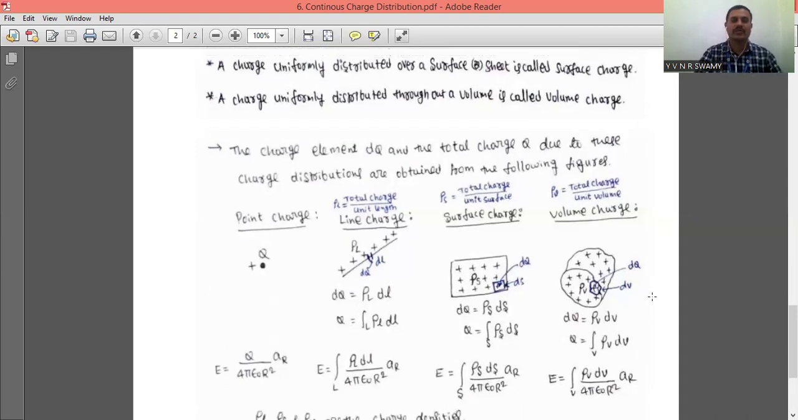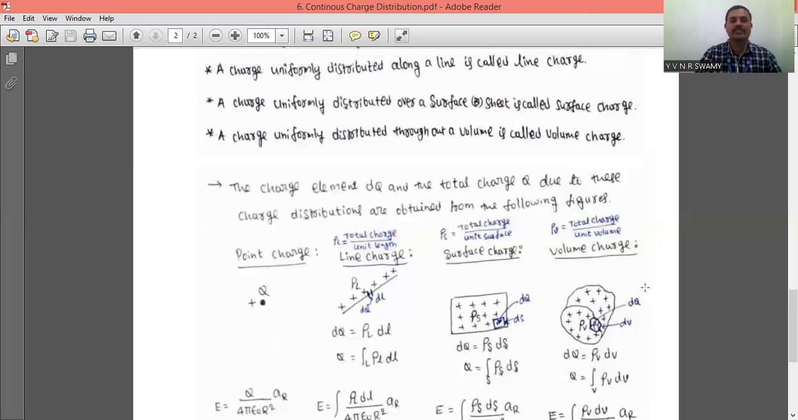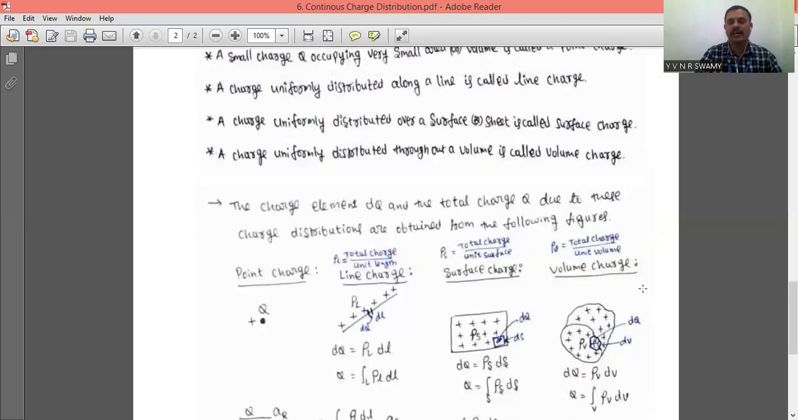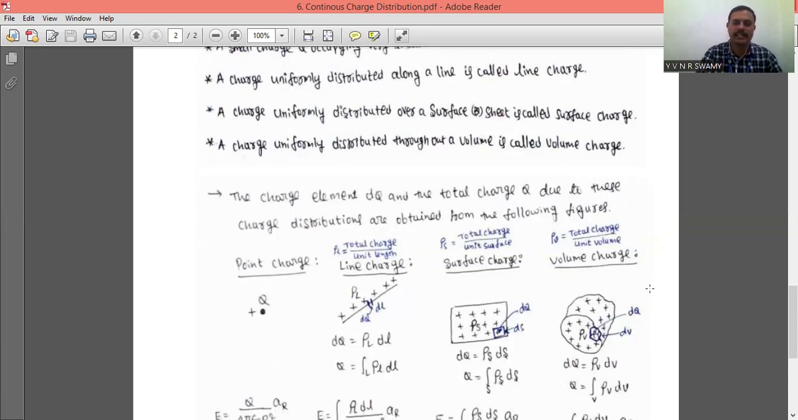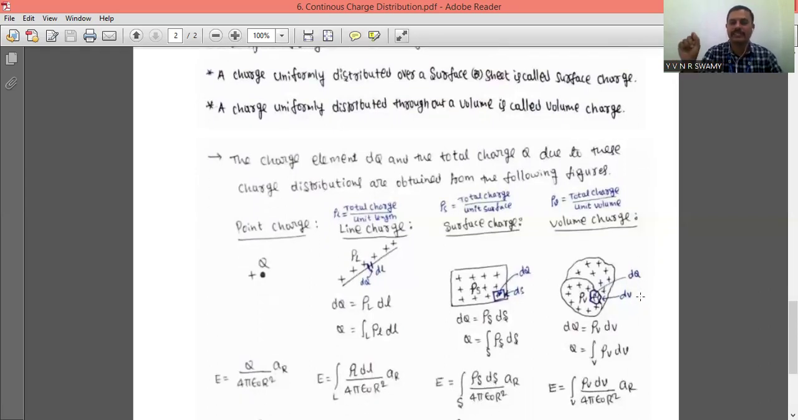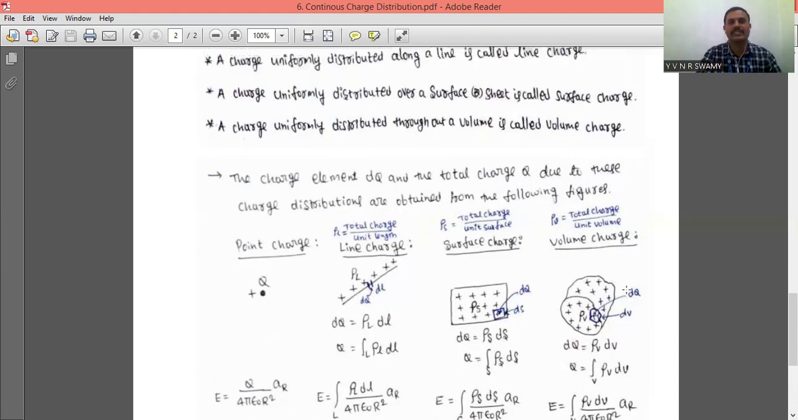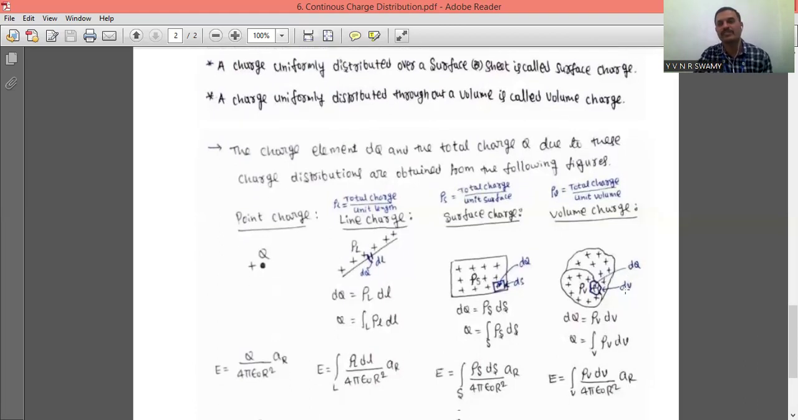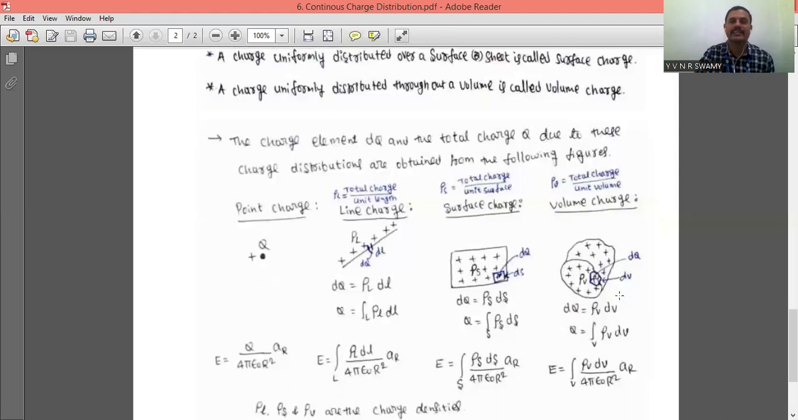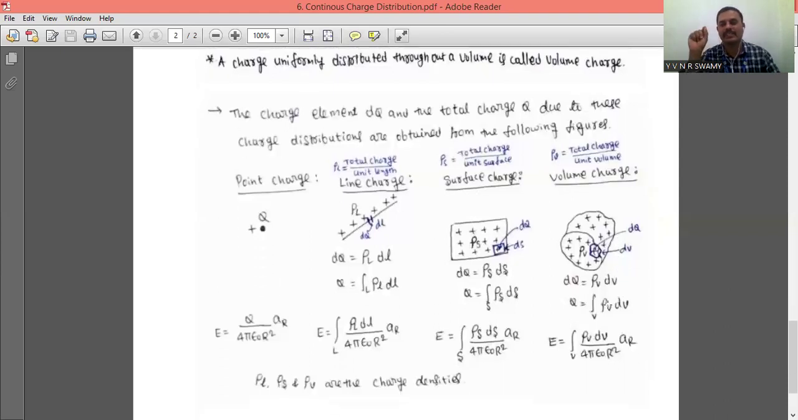So what is the point charge? A small charge occupying a very small area or volume is called a point charge. What is the electric field intensity due to point charge? E equal to Q by 4 pi epsilon naught R square along AR direction. In the same way, what is the line charge? The charge uniformly distributed along a line is called line charge. Then electric field intensity due to line charge is line integral of rho L dl by 4 pi epsilon naught R square along AR direction.